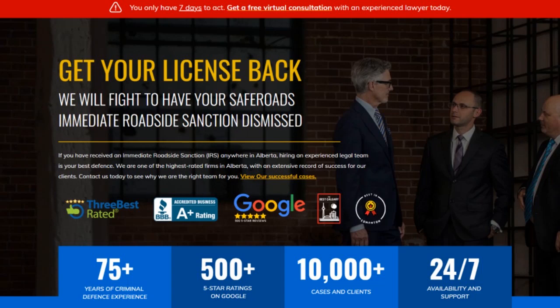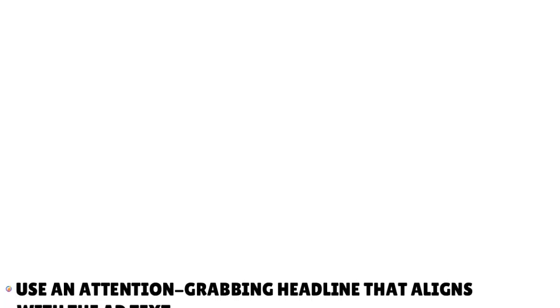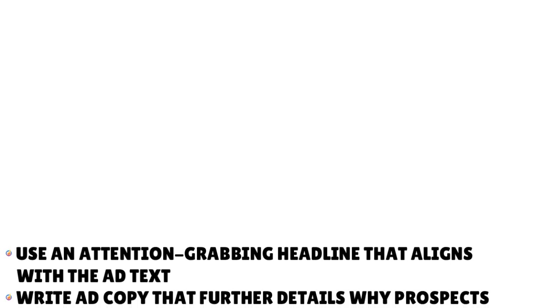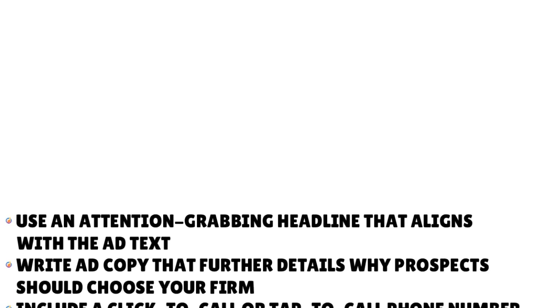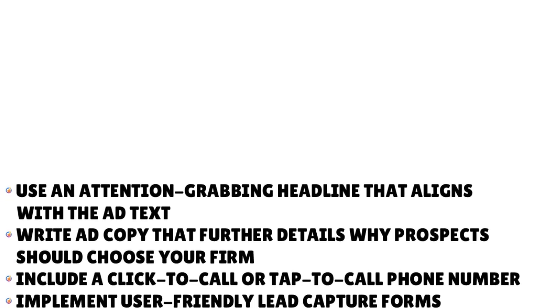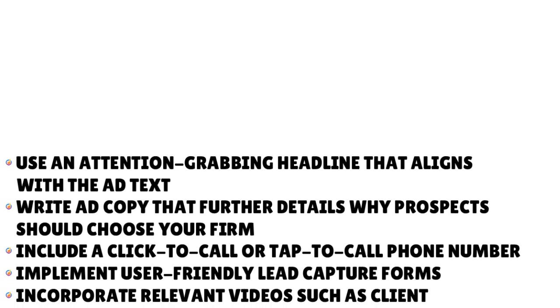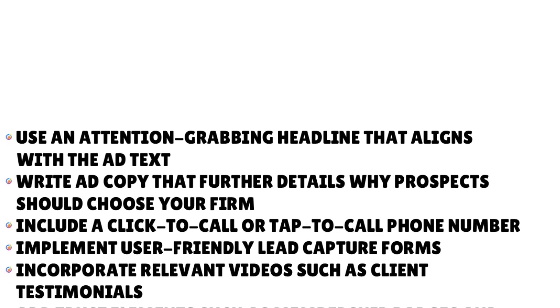So you want to create a relevant custom landing page for each ad group to match the prospect's keyword searches and improve engagement. A landing page with a high conversion rate can be made with the following criteria. Use an attention-grabbing headline that aligns with the ad text. You want to have a high correlation between the ad copy and your landing page copy. You want to write copy that further details why prospects should choose your firm.